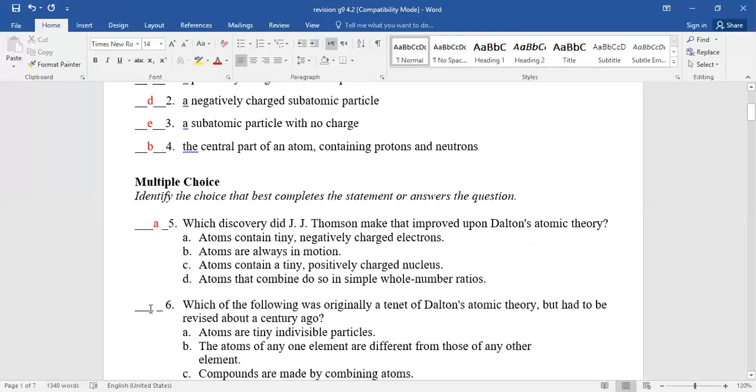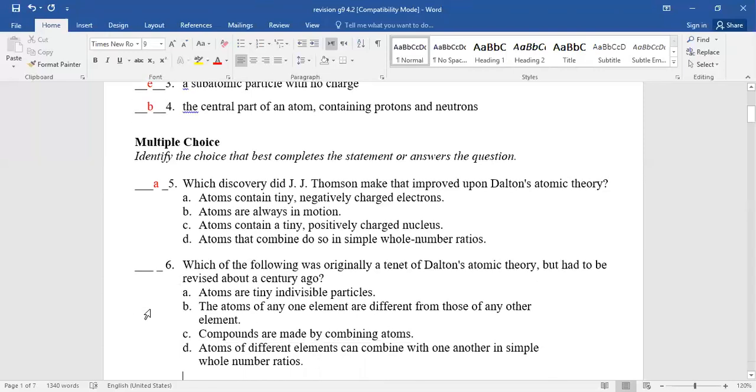Let's get to number 6. Which of the following was originally a tenet of Dalton's atomic theory but had to be revised about a century ago? Number A, atoms are tiny indivisible particles. Number B, the atoms of any one element are different from those of any other element. Number C, compounds are made by combining atoms. Number D, atoms of different elements can combine with one another in simple whole ratio. And the answer will be number A here.